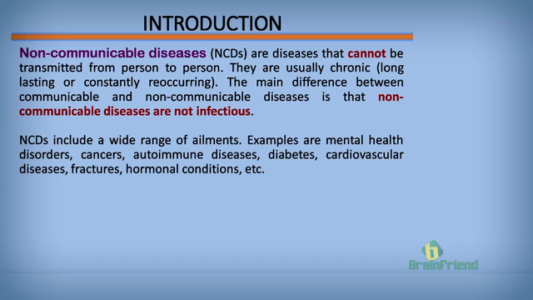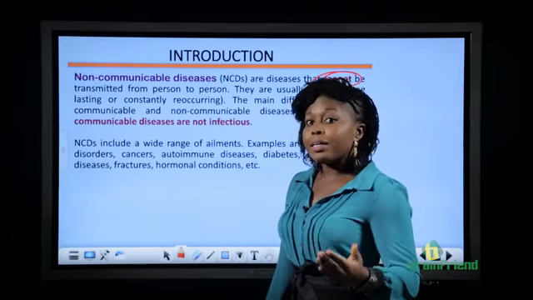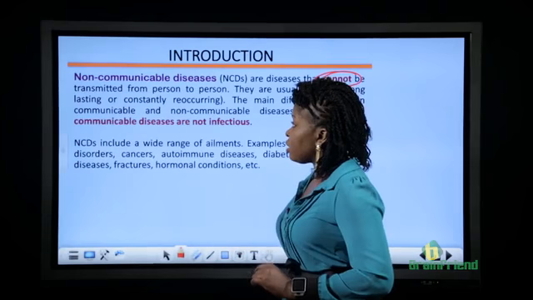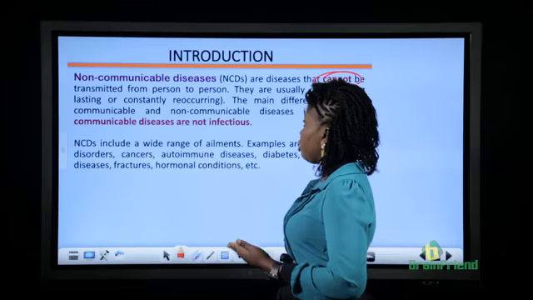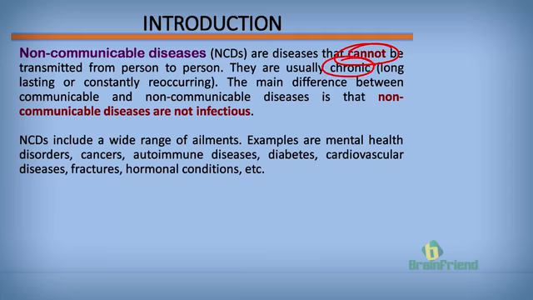Non-communicable diseases are diseases that cannot be transmitted from person to person, okay? Communicable diseases can be transmitted, but non-communicable diseases cannot be transmitted from an infected person to another person. They are usually chronic. This means that they are long-lasting or constantly reoccurring. Now, the main difference between communicable and non-communicable diseases is that non-communicable diseases are not infectious, okay? They can't be passed on to someone else.